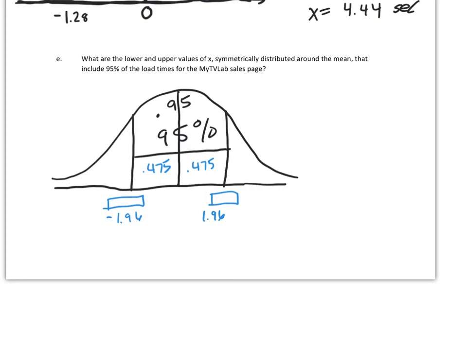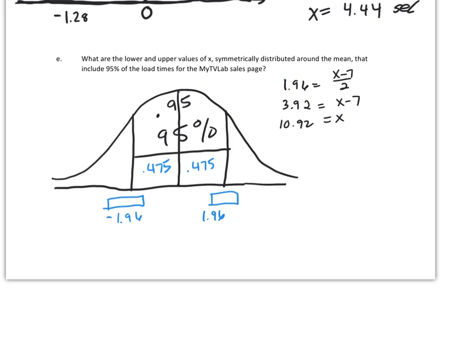Let's take the positive 1.96. I'll change back. 1.96 equals x minus 7 over 2. That's 3.92 equals x minus 7. Let's add 7 to both sides, and that gives me 10.92.